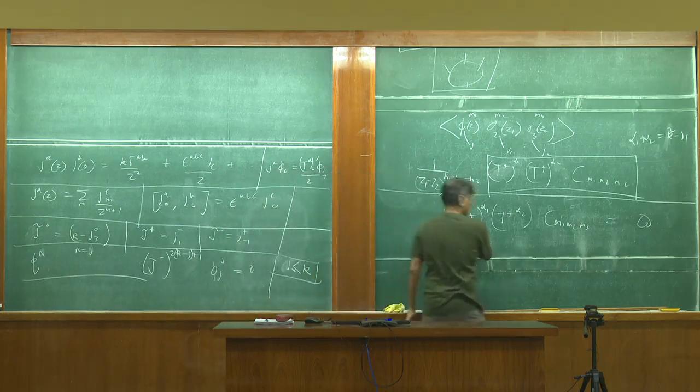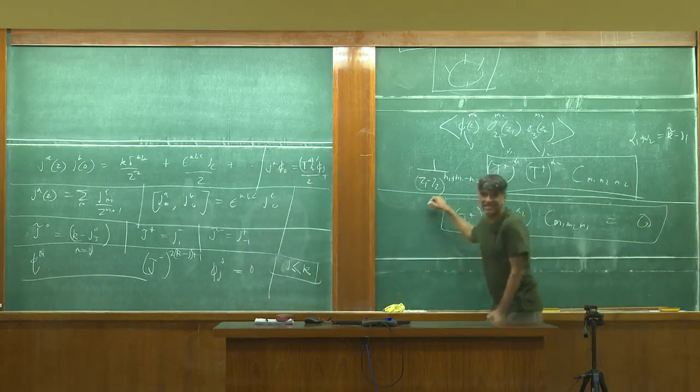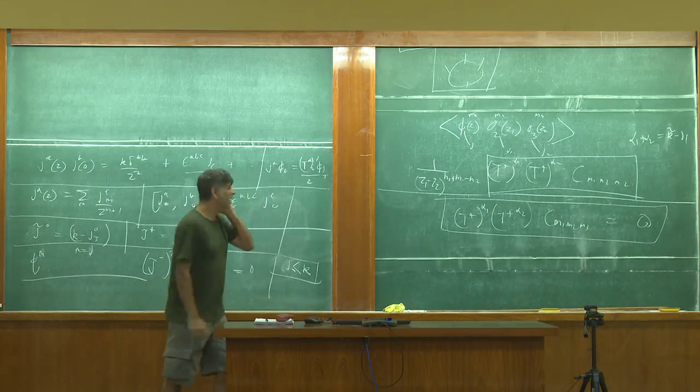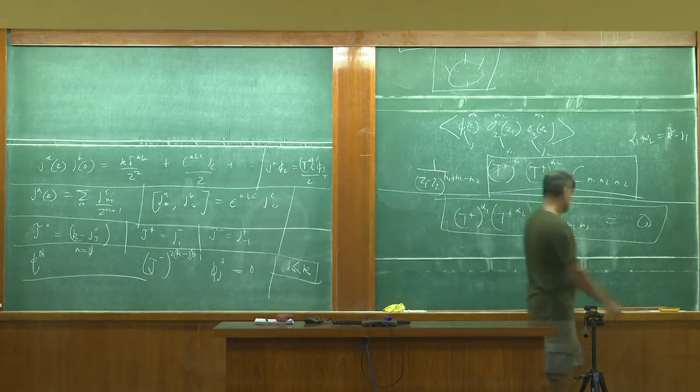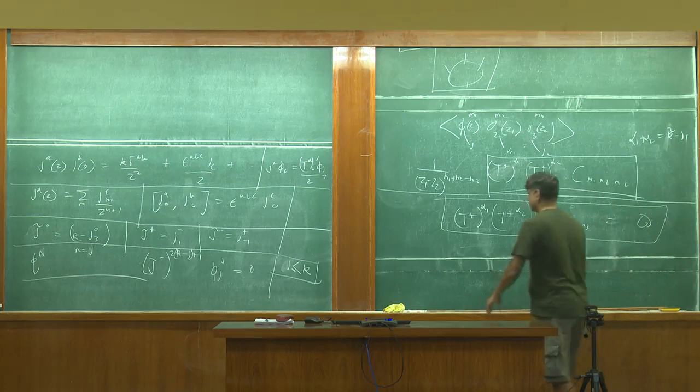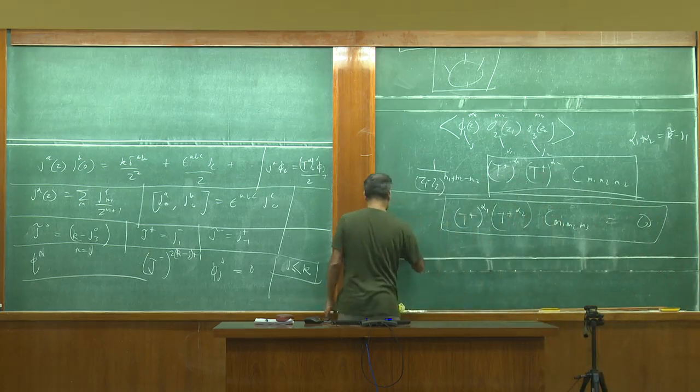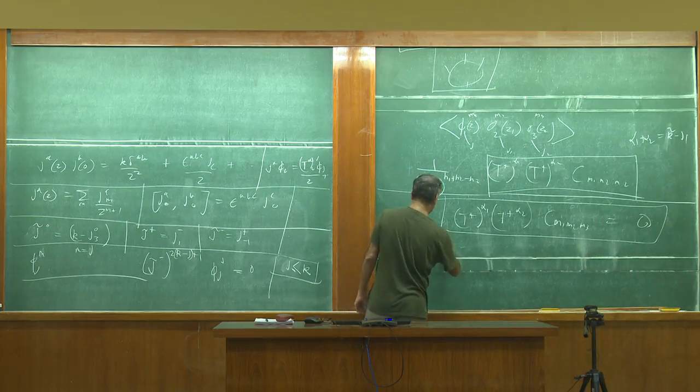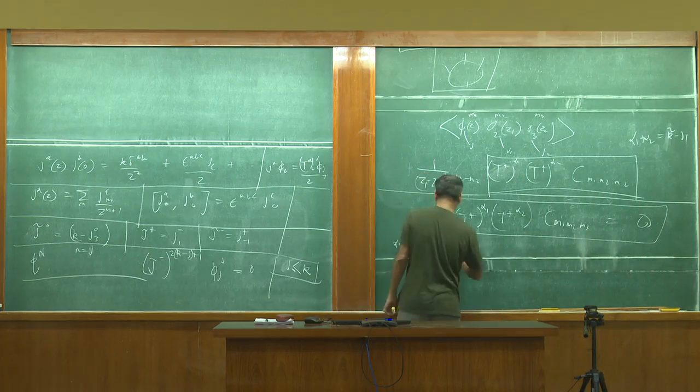Now, what does this equation tell us? This is what we have to figure out. Where alpha 1 plus alpha 2 is k tilde or 2k minus j1.